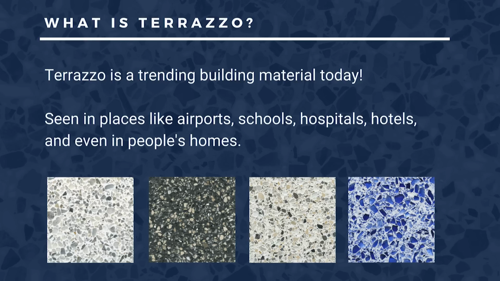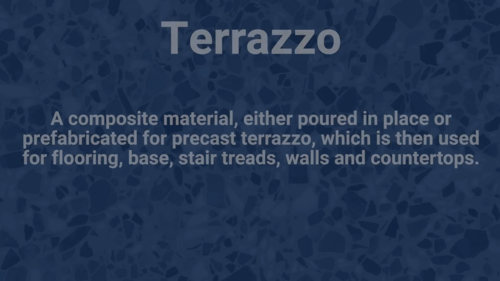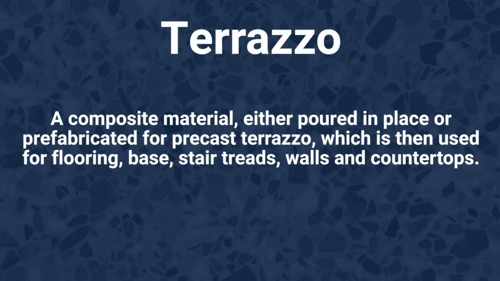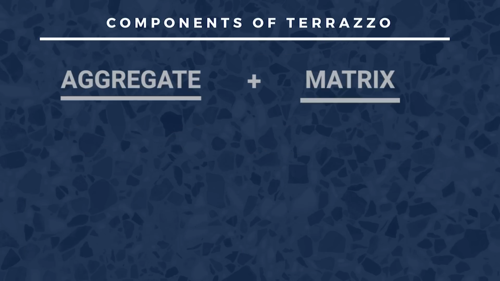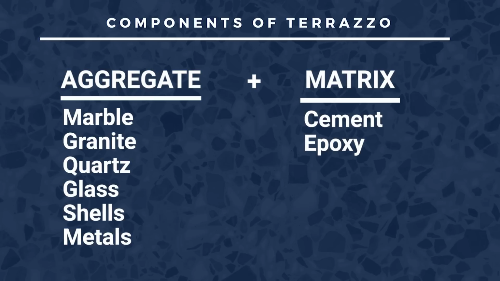Our first point of discussion is, what is terrazzo? Terrazzo is trending as a building material for use in construction projects around the world. But what exactly is terrazzo? We start off by defining terrazzo and looking at its main advantages as a flooring system. We define terrazzo as a composite material, either poured in place or prefabricated for precast terrazzo, which is then used for either flooring, base, stair treads, walls, and countertops. Terrazzo is made of chips of marble, granite, quartz, glass, shells, and metals, which is combined in either a cement or epoxy matrix as the binder.